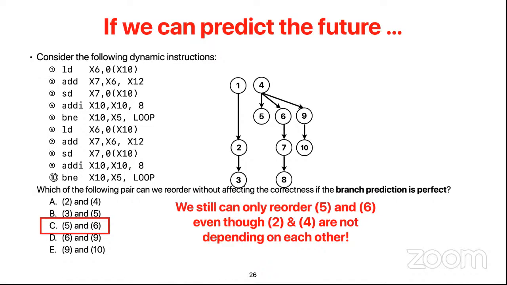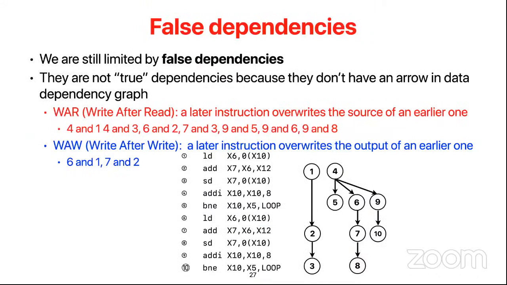And why is that? The reason is because we are still limited by false dependencies. The reason why it's called false dependency is that you won't see them in the data flow graph. That's why they are called false dependencies. They are not true dependencies.